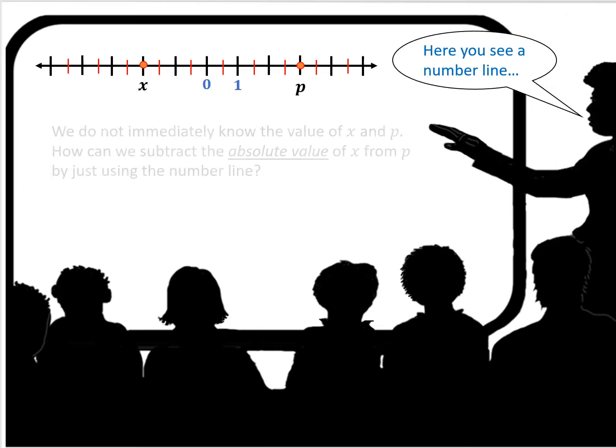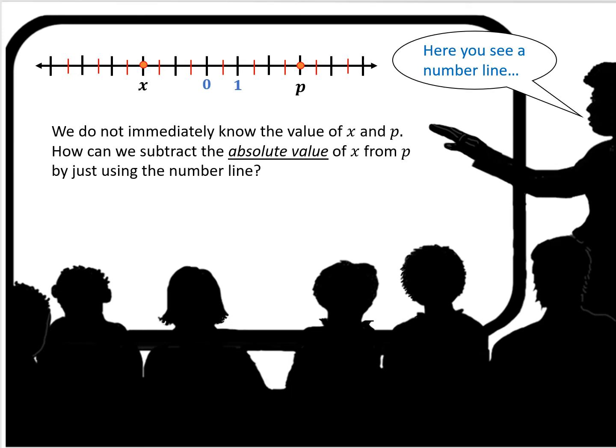Here you see a number line. We don't immediately know the value of x and p. How can we subtract the absolute value of x from p by just using the number line?